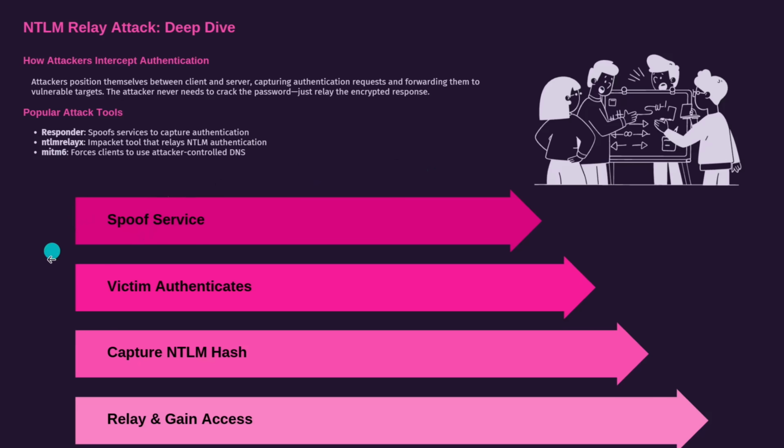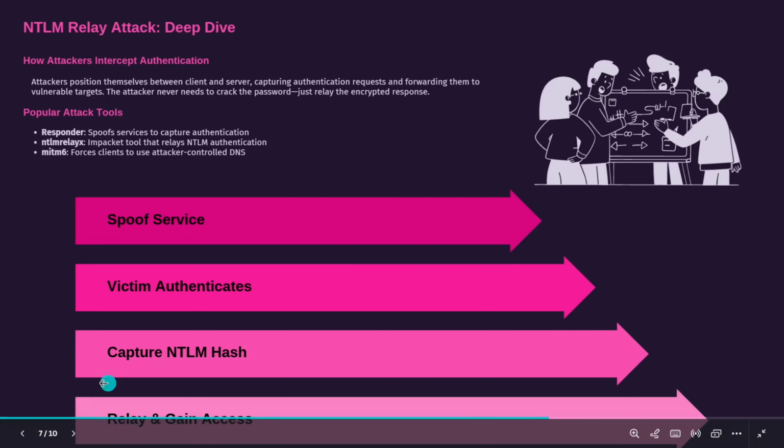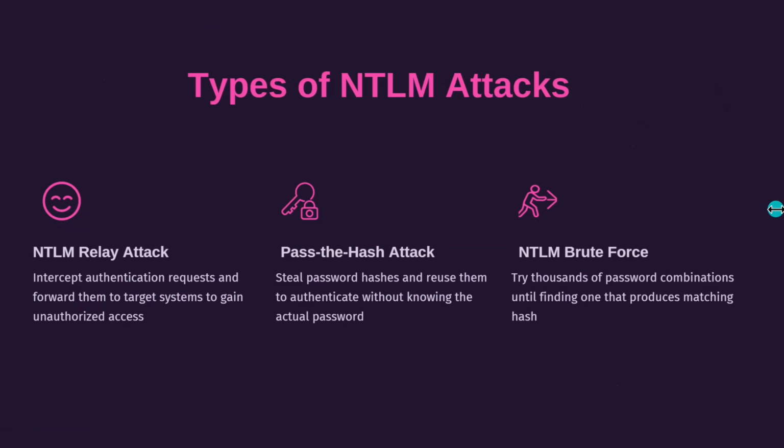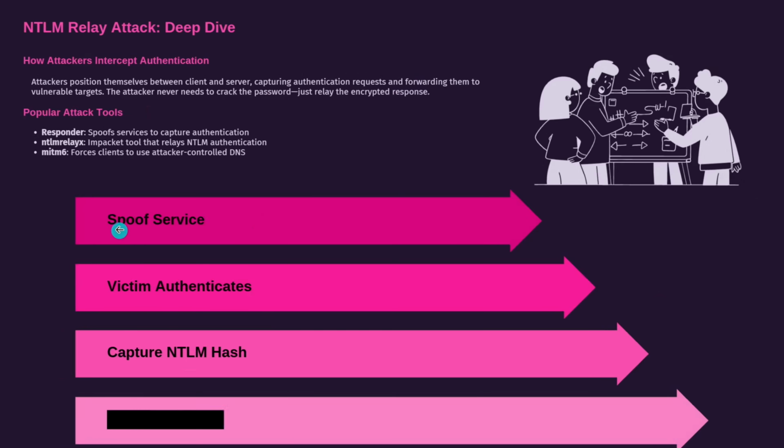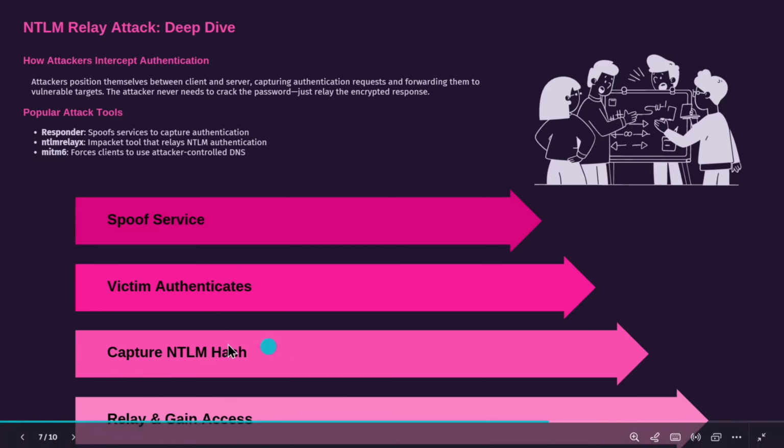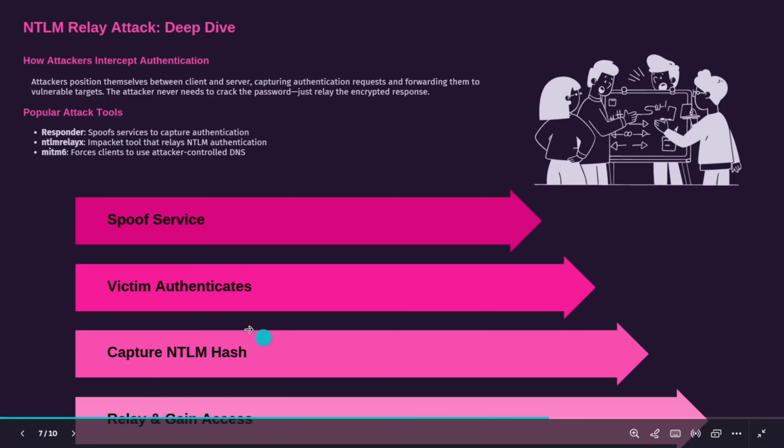There are four things that help an attacker gain access to the Active Directory, or the AD. First is spoofing the service. Then the victim sends his hashes. The attacker captures the NTLM hashes, relays them and gains access.